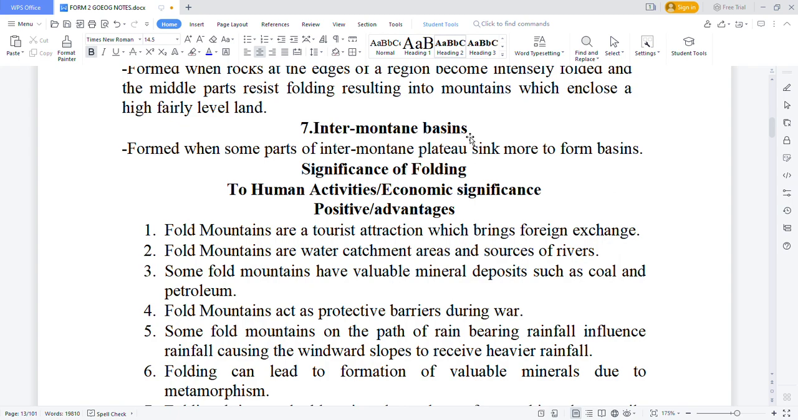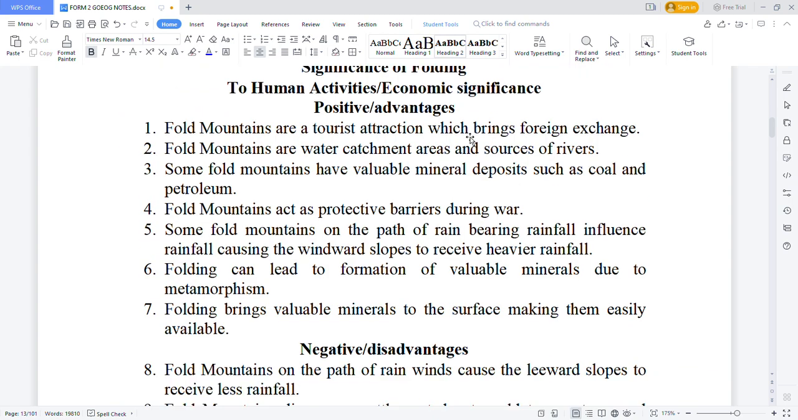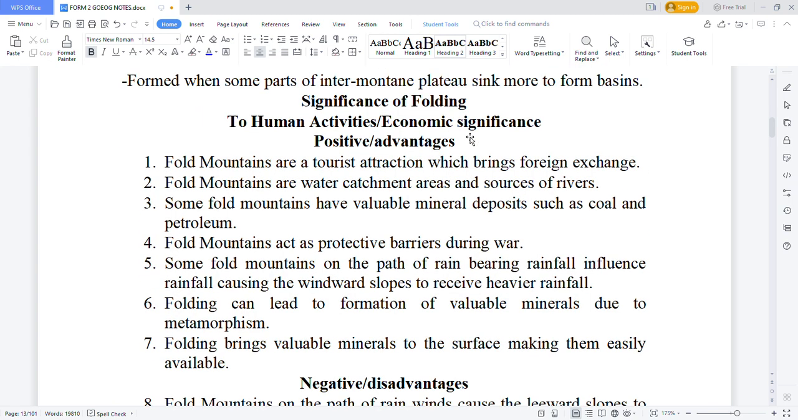To human activities or economic activities? It can either be positive, which are advantages. So we are going to divide it into positive. So we are going to start with positive significance of folding to human activities. The first one, fold mountains are tourist attractions which bring foreign exchange.